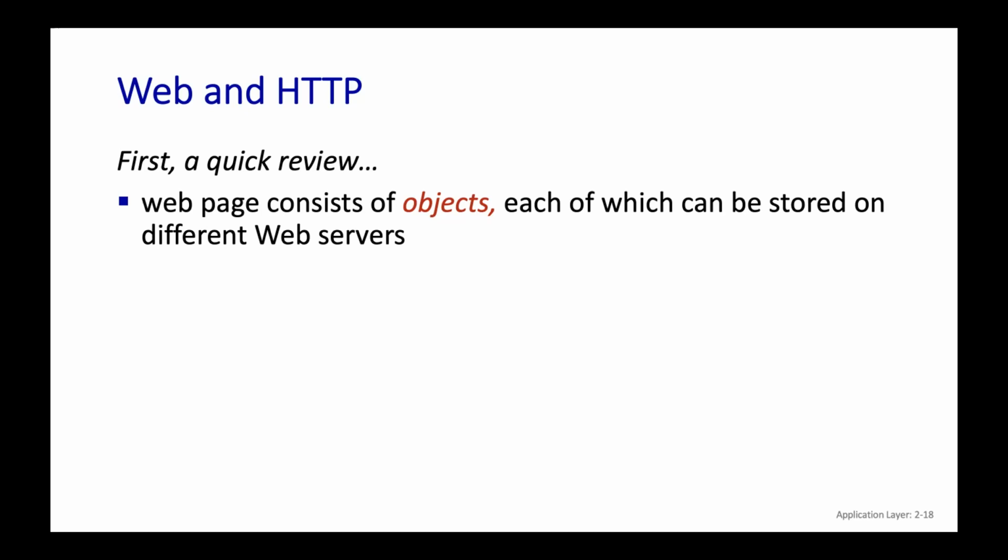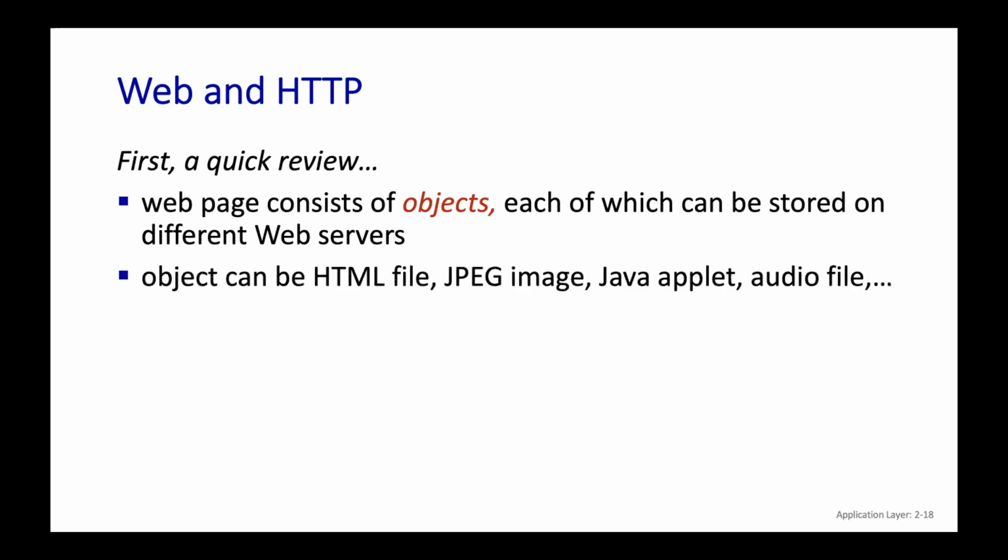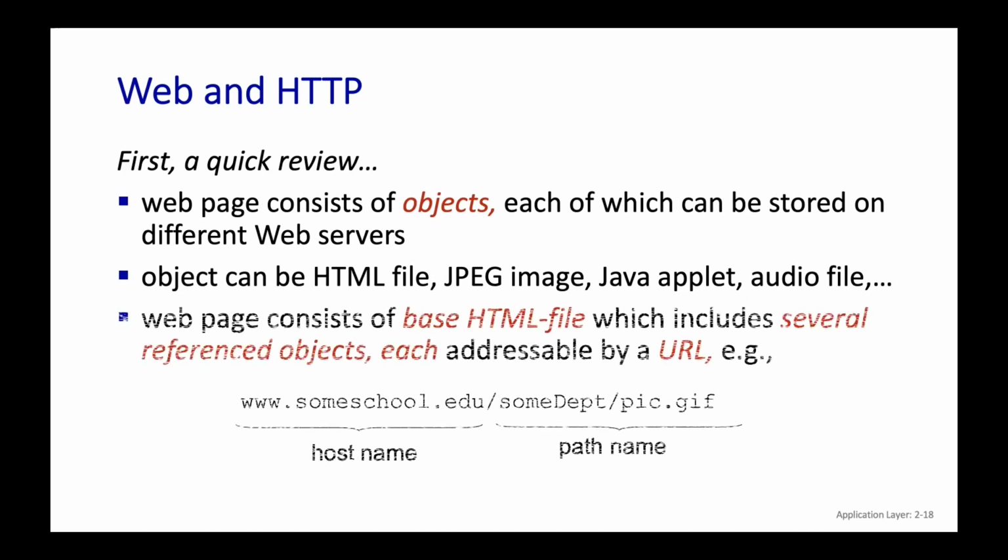So web pages consist of objects. There is one base HTML file, and within that HTML file, you can have embedded objects, each of which can be stored on different web servers or maybe on the same web server. It could be on the same web server within the file system, or these objects can be on different web servers. So objects can be a base HTML file, JPEG image, Java applets, audio file, etc. So a web page will consist of this base HTML file, which includes several embedded or referenced objects.